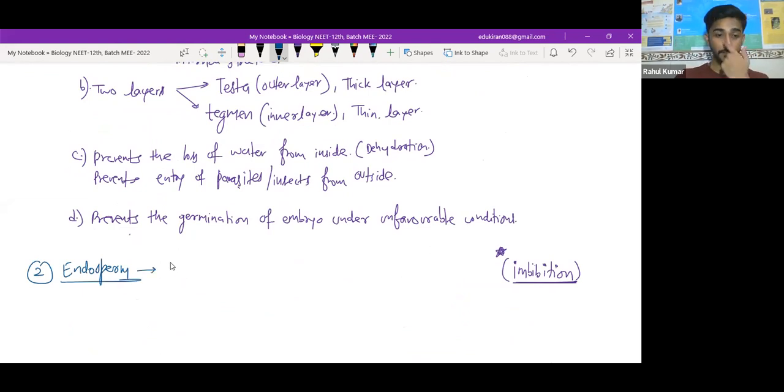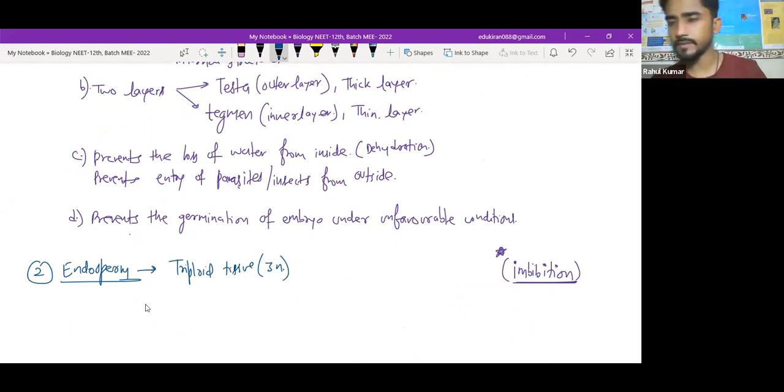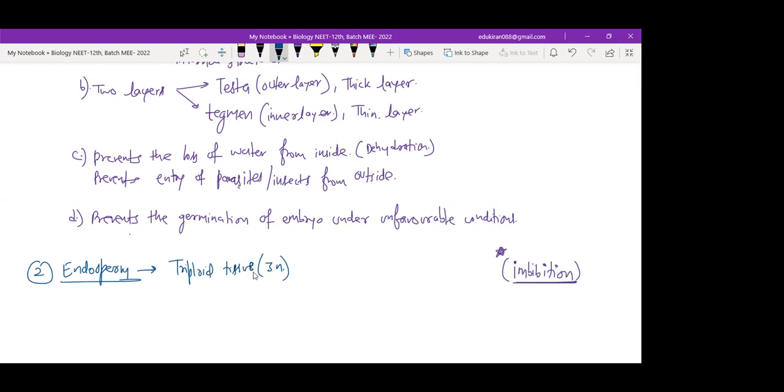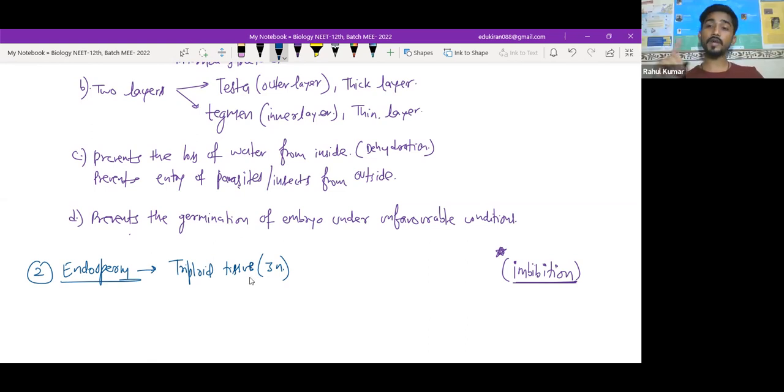Write down, it is a triploid tissue. It is triploid tissue. How does triploid tissue help? If something is triploid, what does it mean? Quickly. It has 3 nucleus. No, it does not have 3 nucleus. It has just 1 nucleus. It has one big nucleus containing 3 copies of the genome.